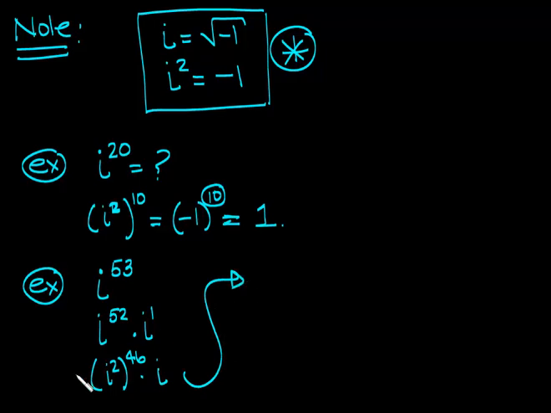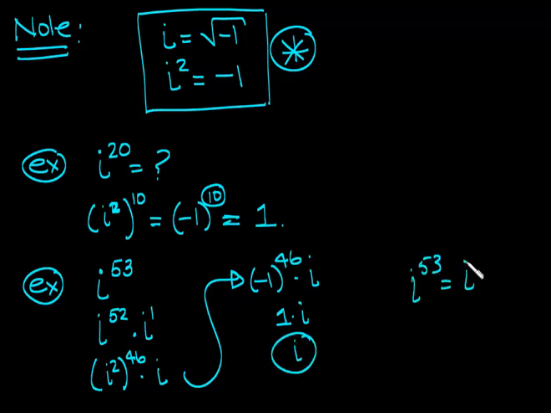I'll do it on the side here. Then i squared is minus 1, we talked about that, raised to 26, times i. A negative number raised to an even power is positive, and 1 raised to any power is just 1. So we just get 1 times i, which is i. So i raised to 53 is just i.